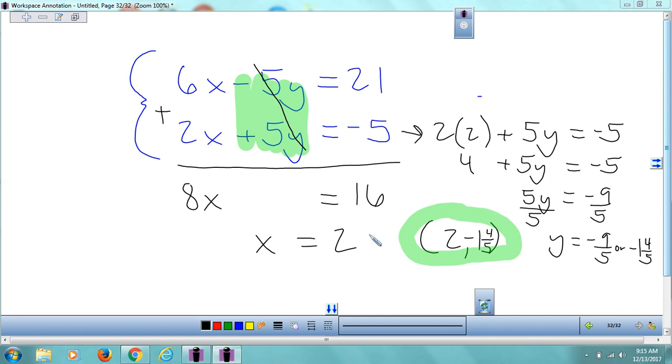So the solution to this system is 2, -1 and 4/5. And that is what we would see if we graph this. They would intersect at 2 and -1 and 4/5. All right, I hope this helps you.